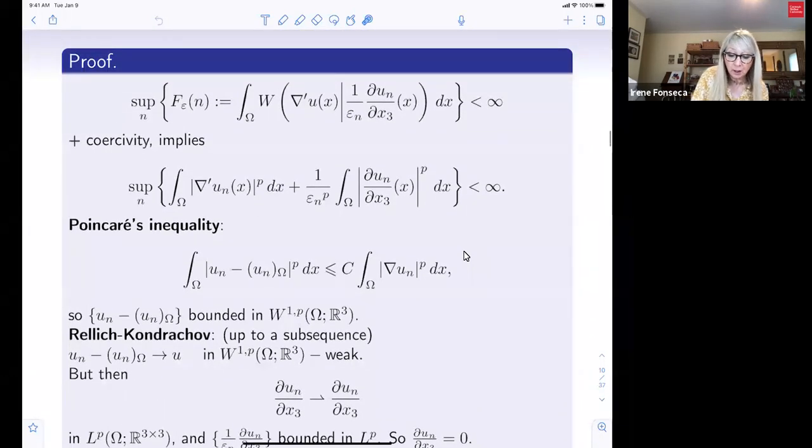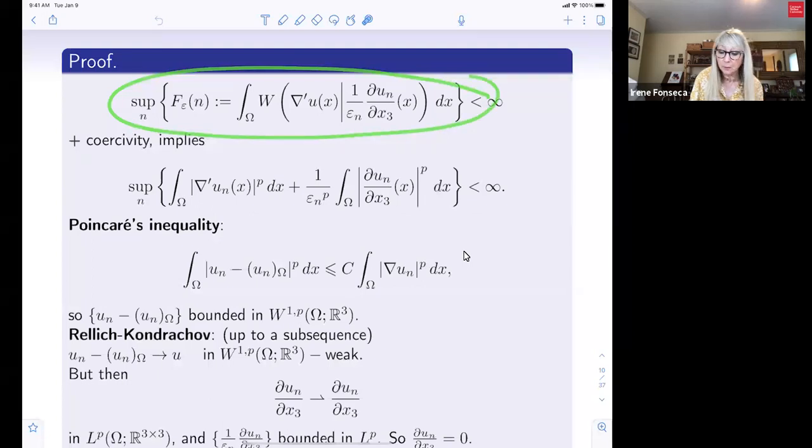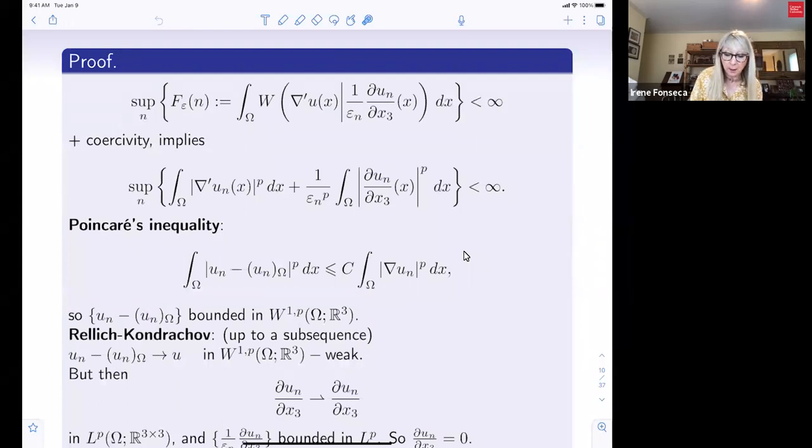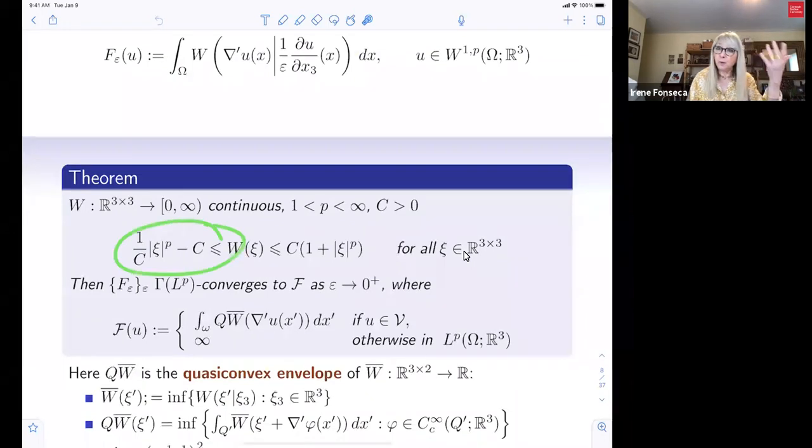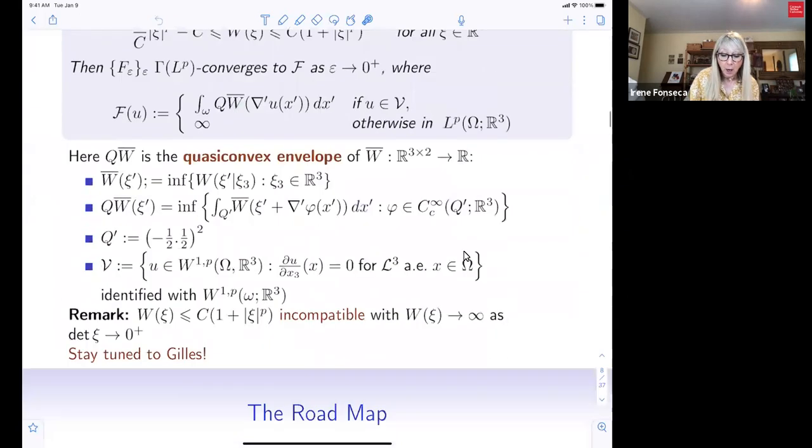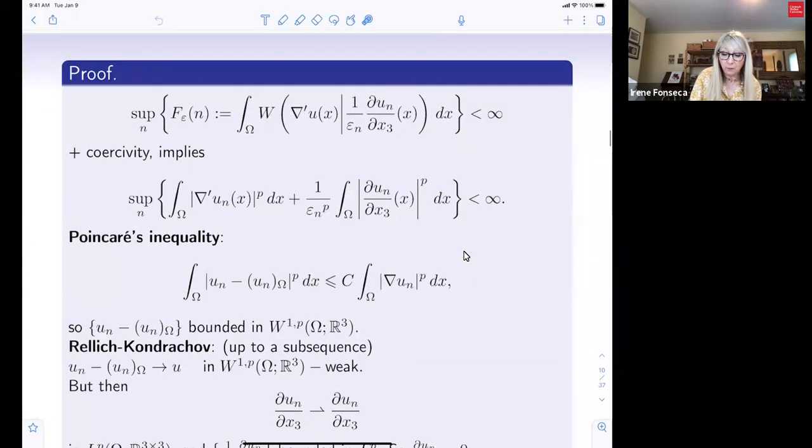So you assume that you have a sequence, oh, this should be un, I'm sorry, that is uniformly bounded. But remember that W was coercive from below, right? So you had a bound where W, from below, you have the gradient to the power p, right? Okay, so if I plug that in there, this is what I get. This is now bounded in Lp, right? That's the bound from below. Oh, but that tells us in particular that this term better go to 0, right? Because it's multiplied by 1 over epsilon to some power.